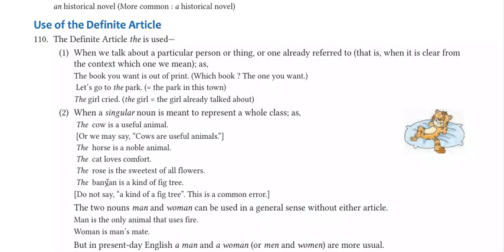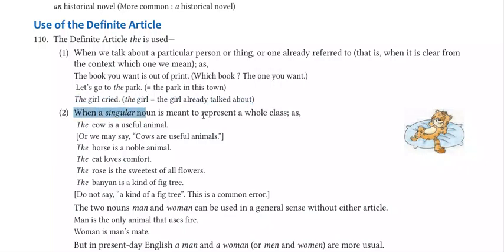The use of the definite article. The article the is used when we talk about a particular person. For example, if you are saying the book you want is out of print, it means which book? The book that you want. So this is already understood. You better know the context. If you are saying let's go to the park in the town, here the park shows a nearby park, which is already known. The girl cried means that we are talking about a girl who is already mentioned.